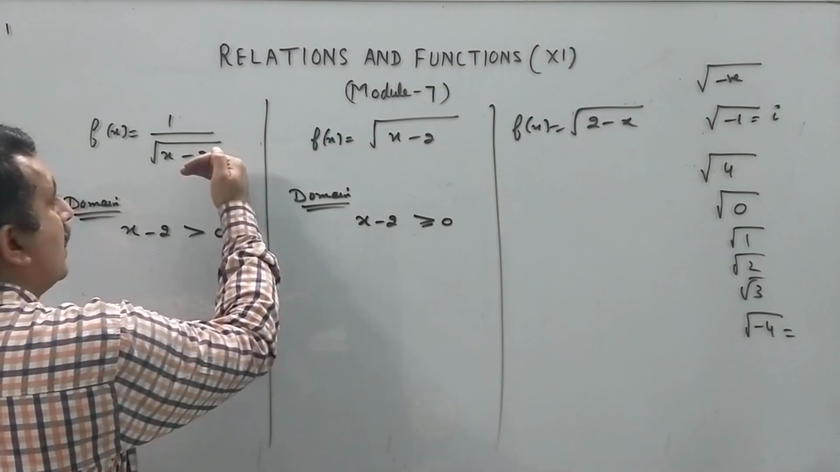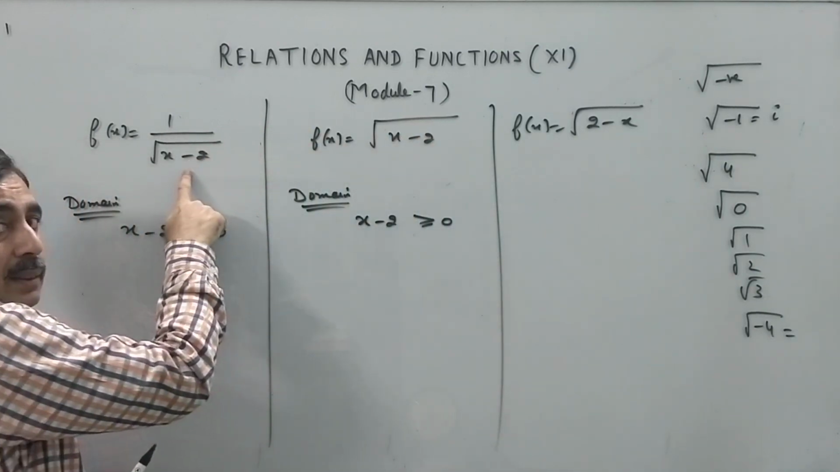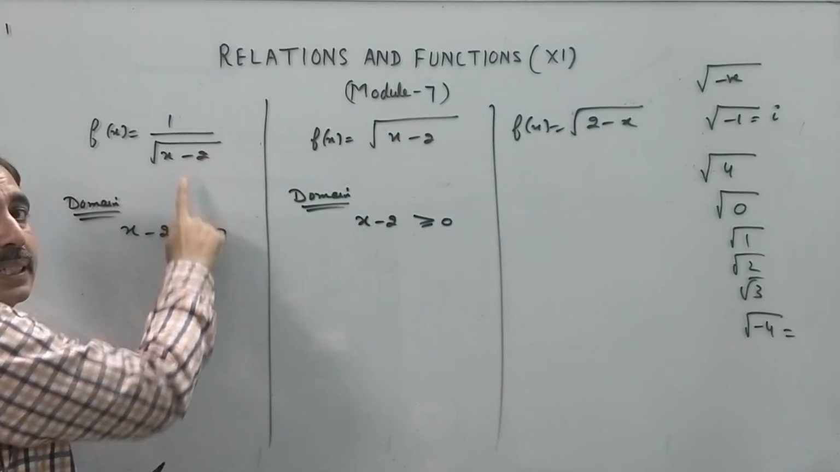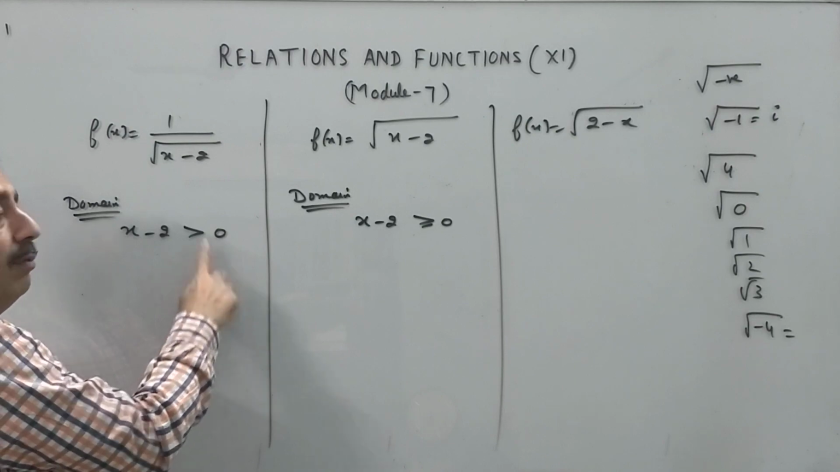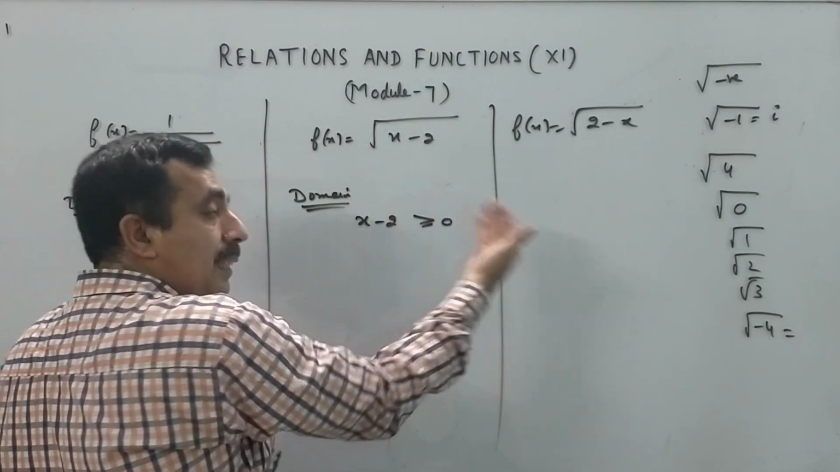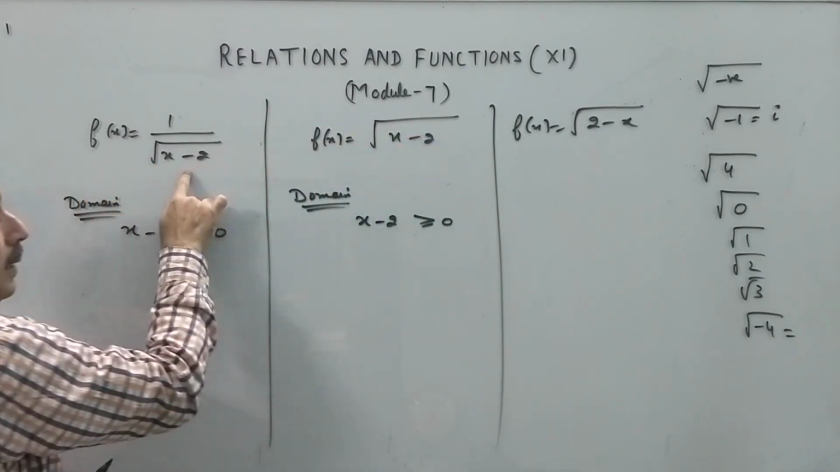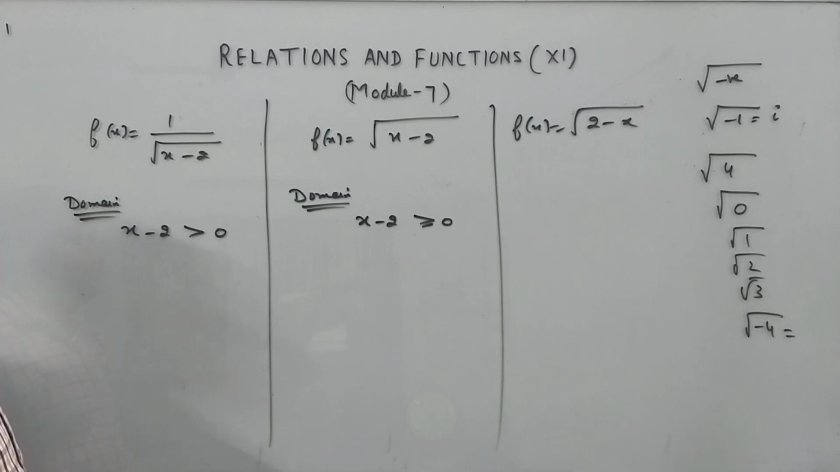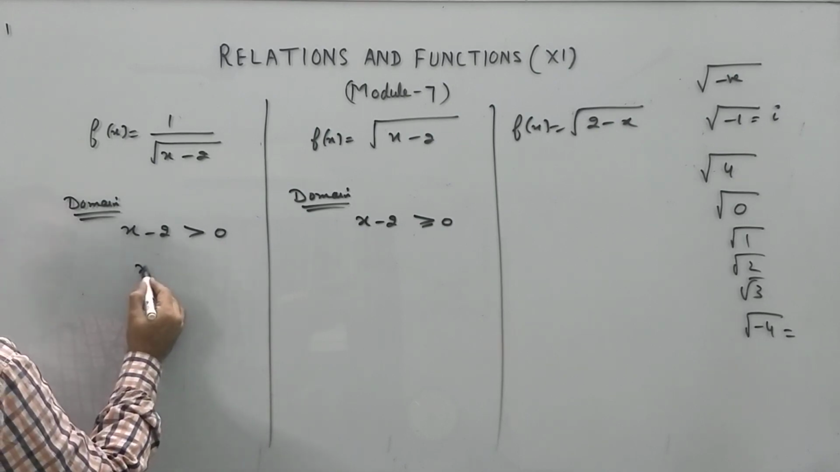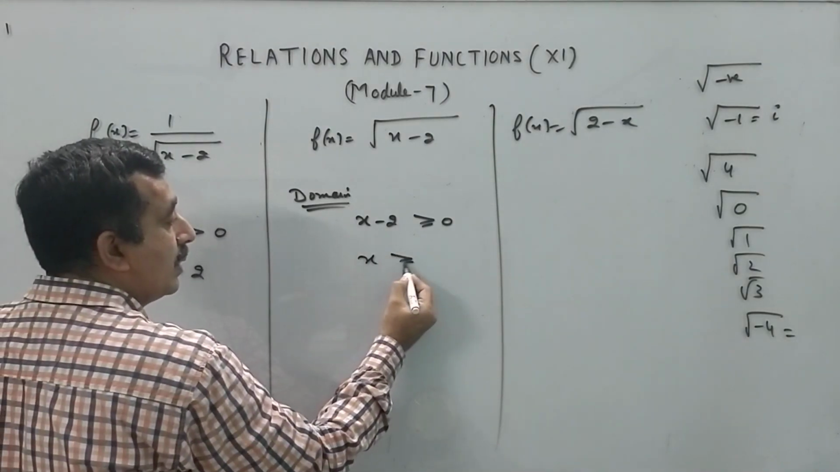When x minus 2 is in the numerator, it may be 0. But when x minus 2 is in the denominator, it can't be equal to 0; it must be greater than 0. When in the denominator, greater than 0. When in the numerator, greater than or equal to 0. This number may be 0, but here the number should be positive, greater than 0. And from this we get x greater than 2. From this we get x greater than or equal to 2.